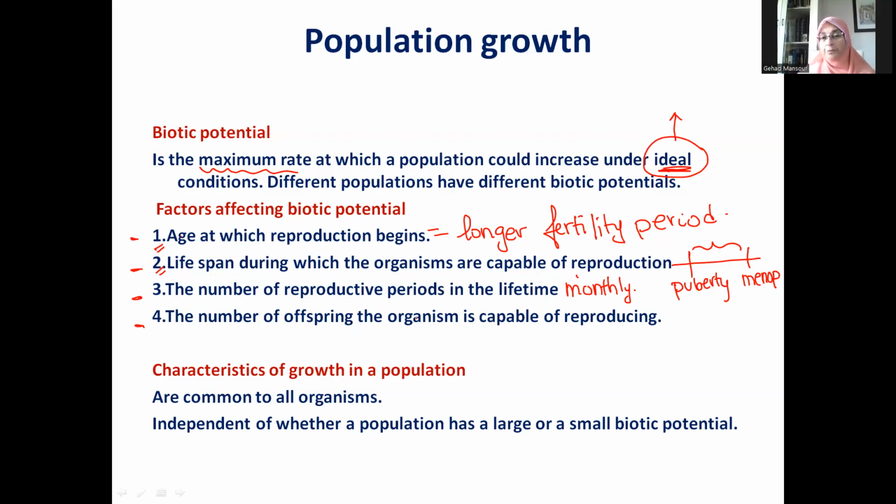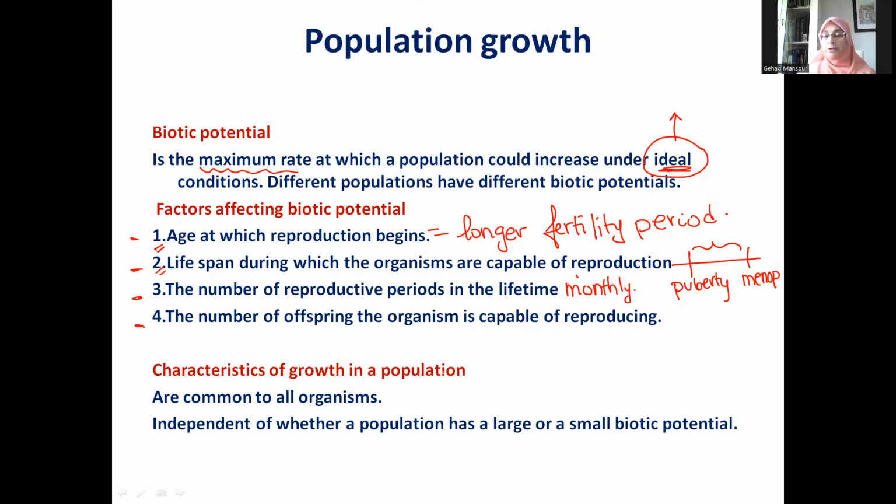The number of offspring the organism is capable of reproducing. There are certain animals that produce a small number of offspring. There are other animals that produce a large number of offspring. Of course, the larger the number of offspring that can be produced, the more the biotic potential of the population.